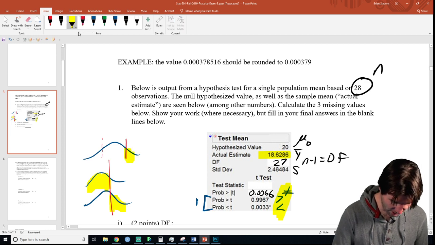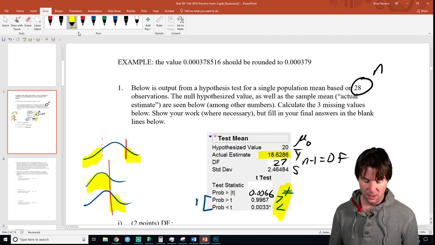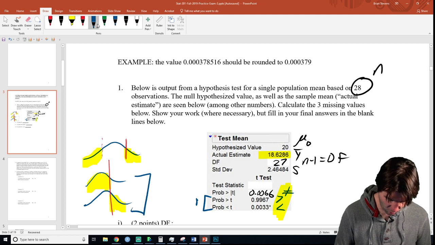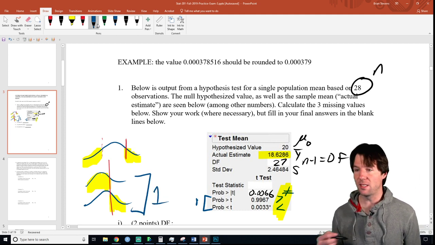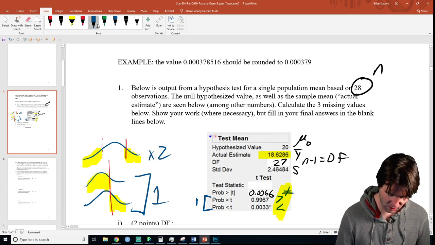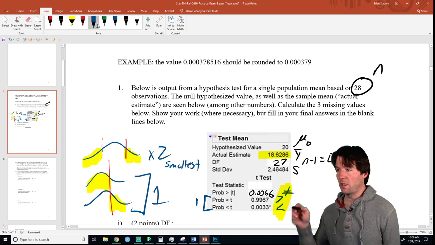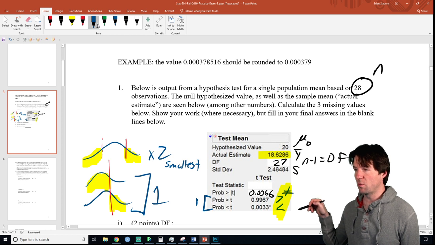So my drawings might not be perfect, but if you notice, it should be double. So this one right here, these two add up to 1 when you go above and below, which you're seeing over there on the less than and the greater than, they add up to 1. And this is 2 times the smallest. So it's got to be the smallest because you can't have a p-value outside of 1. So 2 times the smallest, which is what I did to solve for that p-value right there. I just did 2 times the smallest.